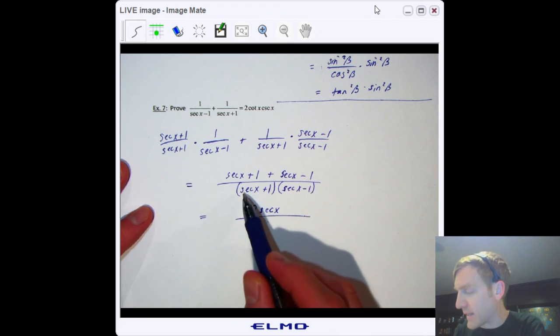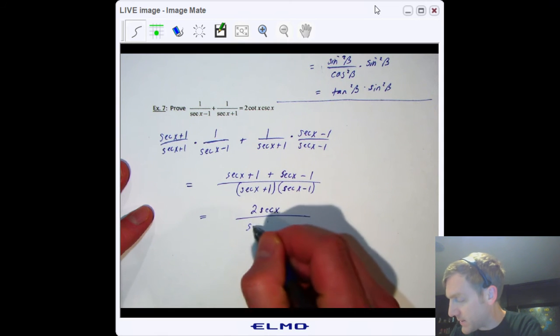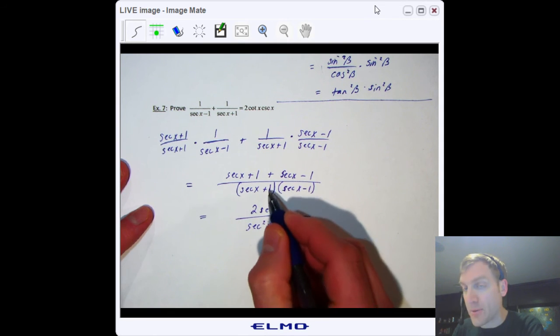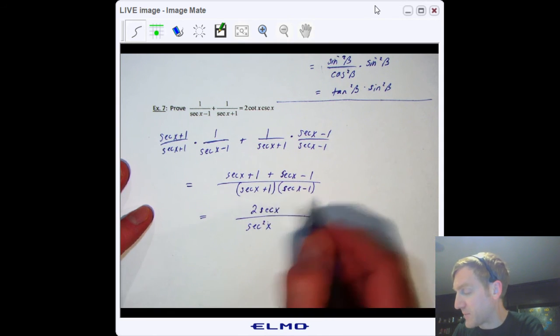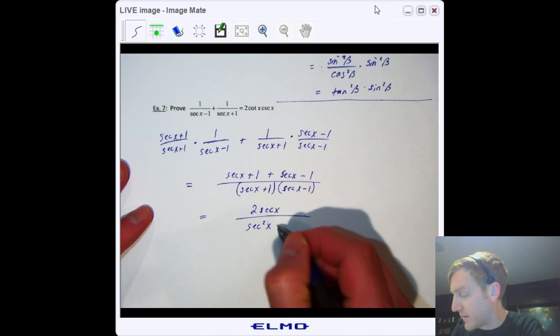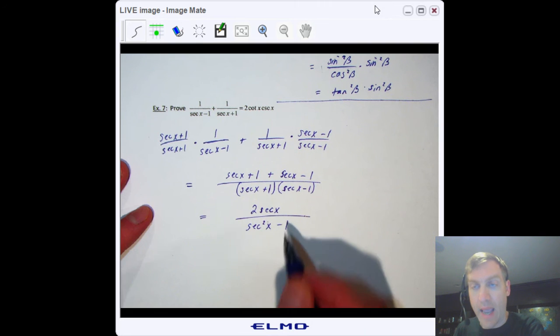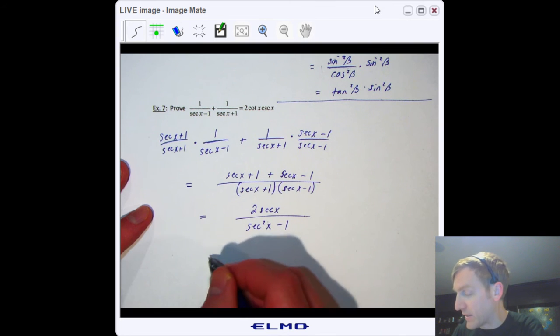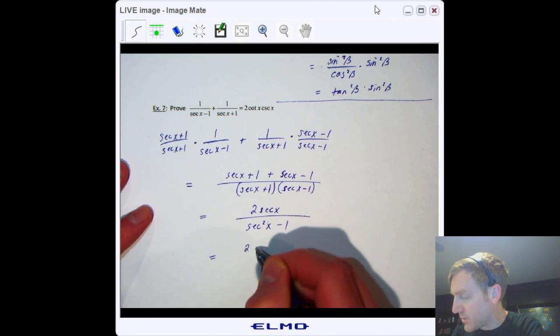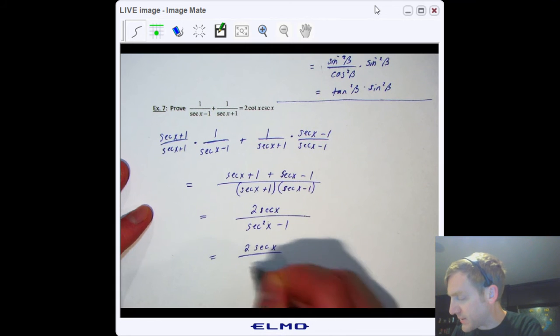All right. Secant x times secant x is secant squared x. And the two middle terms will cancel, plus secant x minus secant x, and then 1 times -1 is -1. So I'm left with secant squared x minus 1. And that's one of my Pythagorean identities, right? That is tangent squared x. So I have 2 times secant x over tangent squared x.